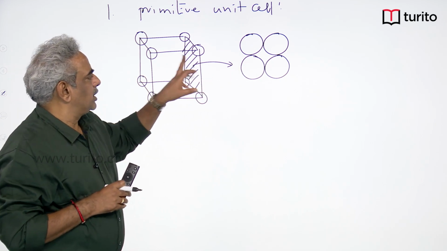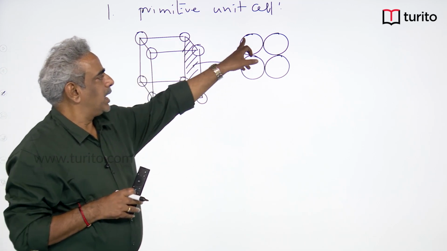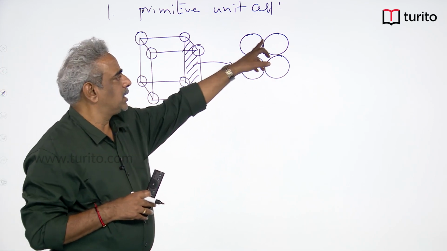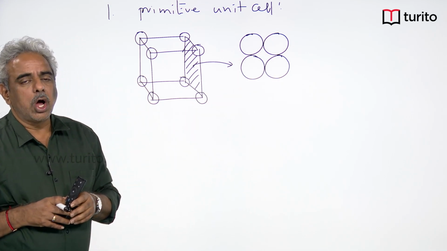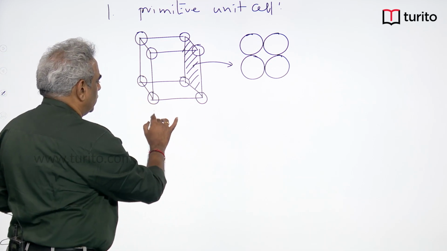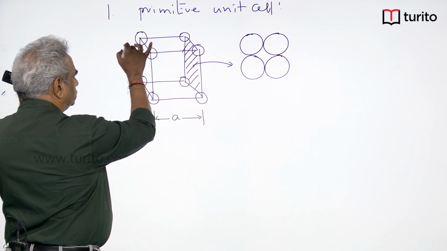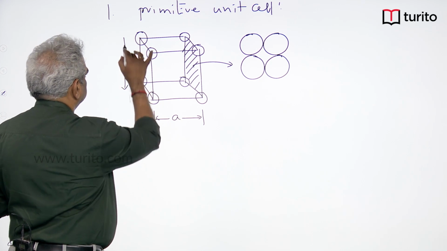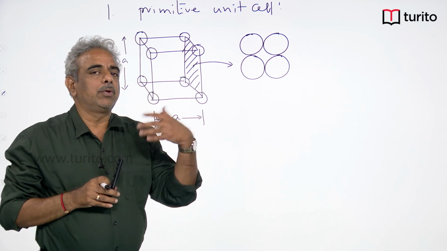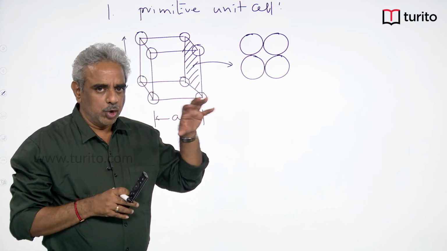So, by seeing this, what do you understand? In every face, the face diagonal atoms are not in contact, but adjacent atoms, the corners, are in contact. Suppose this being a cube, all the edges are of the same length. Everything is of the same length. So, hereafter we are going to call the edge length or side length of the cube as a.